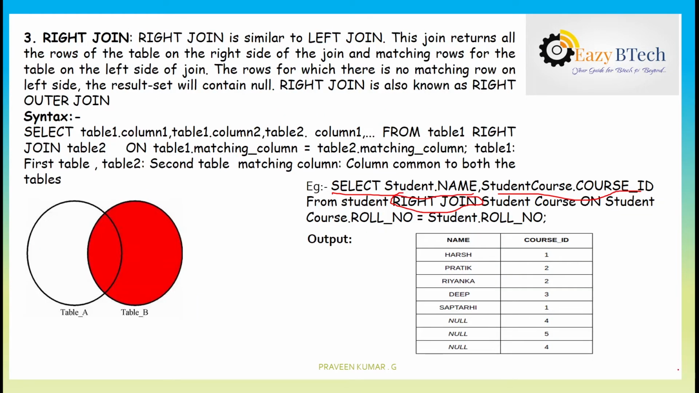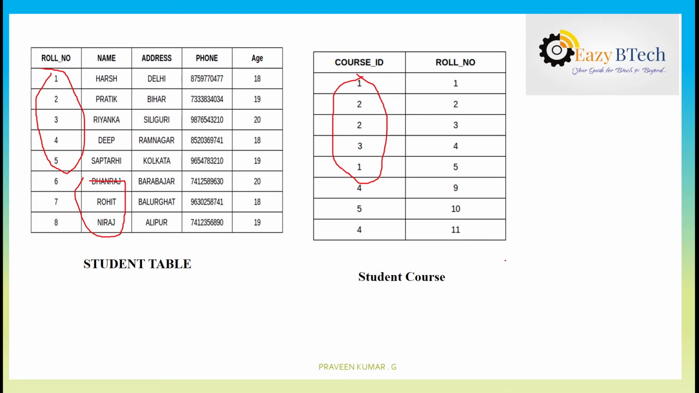Course IDs are not available. These course IDs do not have any names. Okay, 454. The 454 course ID is not selected by any student.